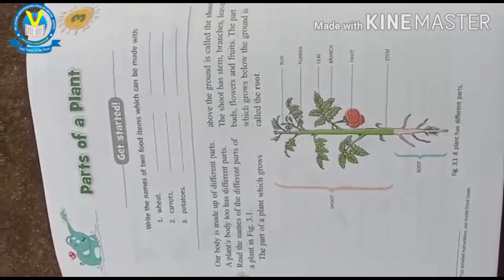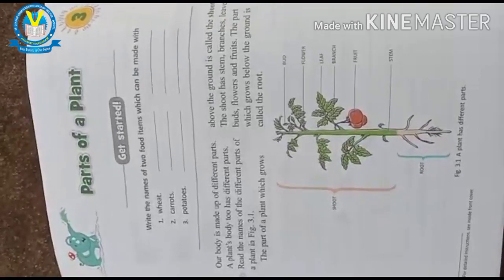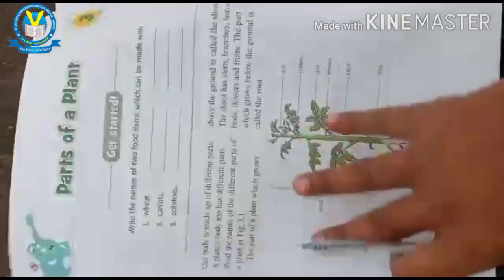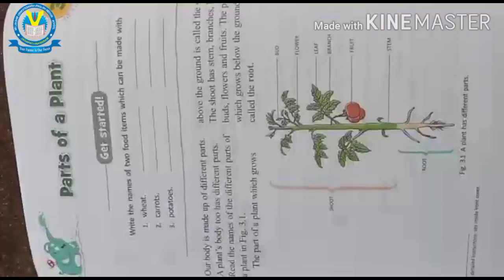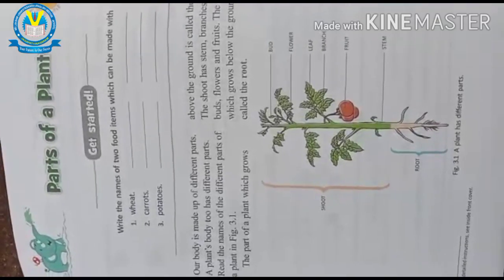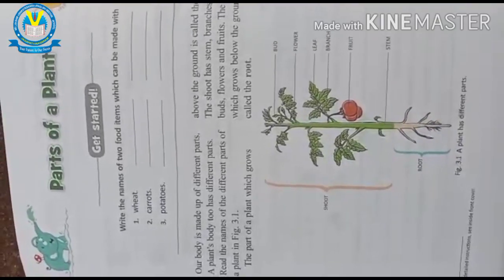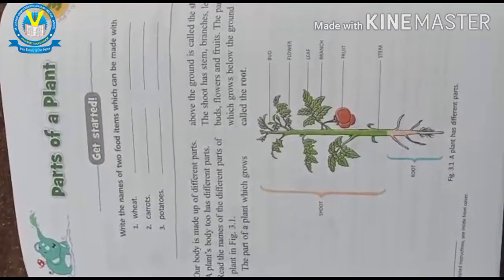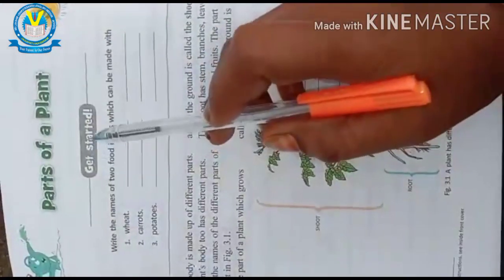For you, for the sake of you. Okay na? So children, everyone should follow this. So children, follow the classes and listen carefully and learn. Okay na? Don't neglect. Now we can enter into the lesson parts of a plant. We can see here, get started.